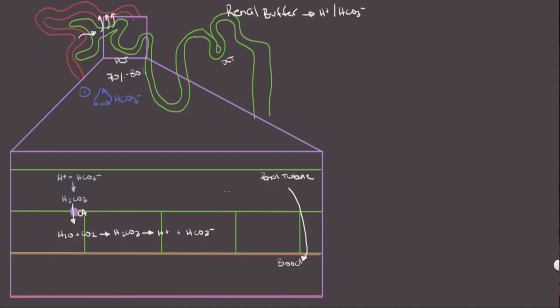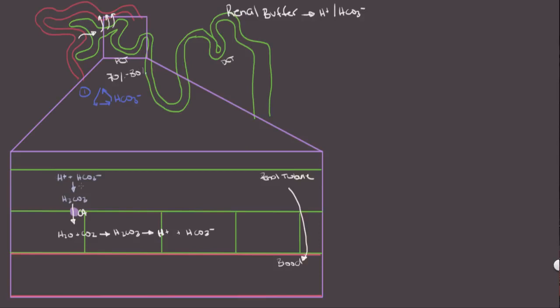And at this point, many students get confused about, well, if I started with hydrogen ions and bicarbonate ions, why am I just taking this system all the way back to create more hydrogen ions and bicarbonate ions? The reason is that if we just left the hydrogen and bicarbonate up in this area in the renal tubule, you're going to pee both of them out.